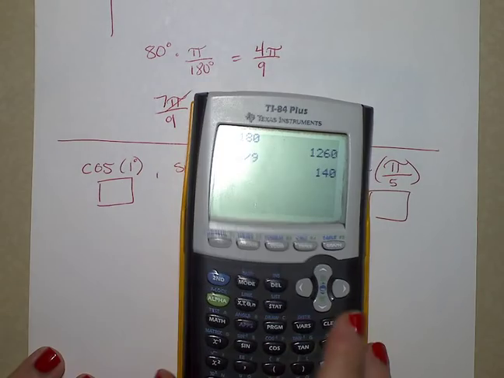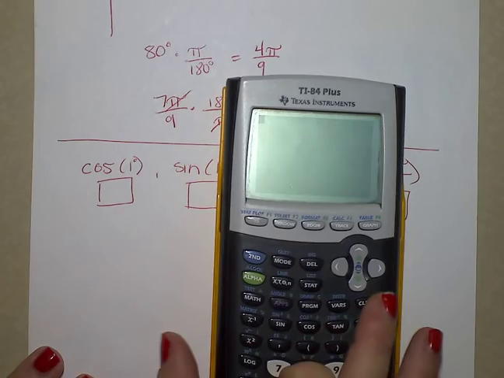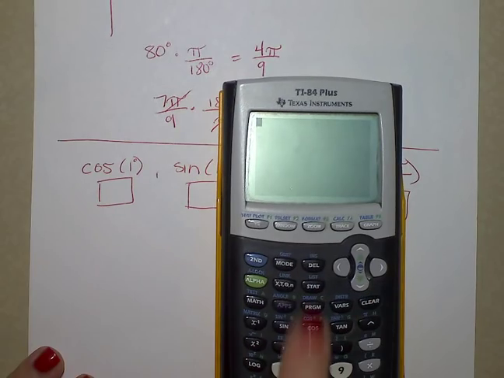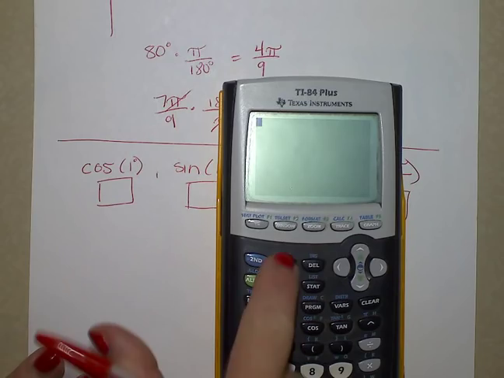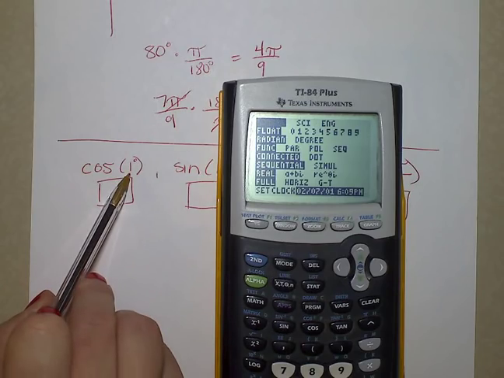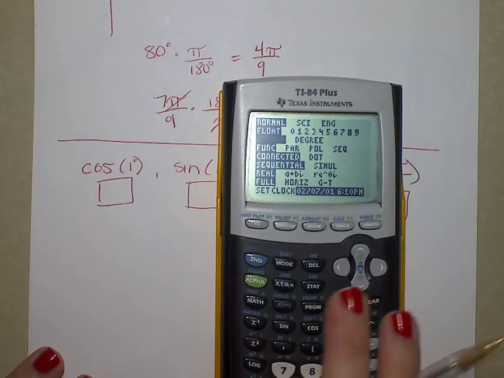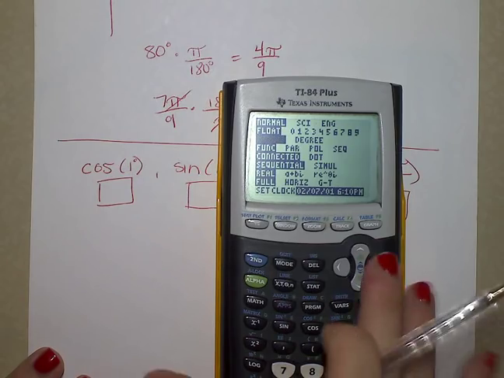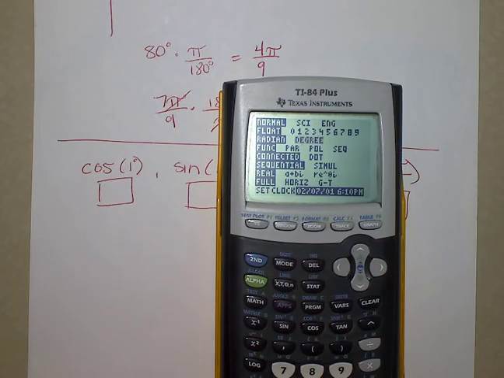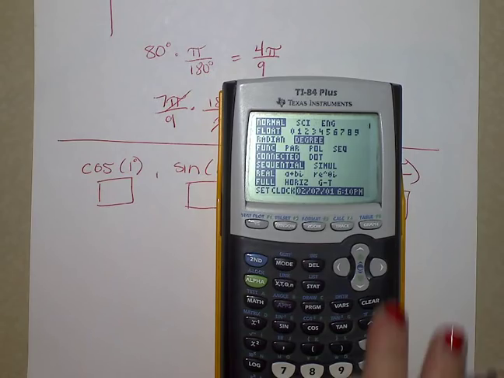You learned probably how to do this in geometry, maybe Algebra 1, 2. Please find the button on the calculator that says mode. Okay, we want to start with degrees. Go down to the third row, go across to degrees. So degrees is highlighted, and press enter. Once you've pressed enter on degrees, you can press clear.